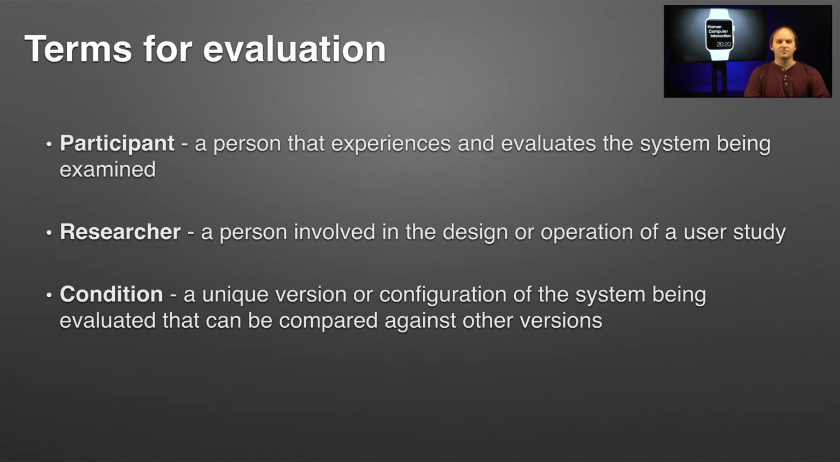And then the third term that we'll need to know is condition. So condition will just be referring to maybe a different version of the system or the system tuned to behave a little bit differently. So, it could be something as simple as for one user who evaluates it, we're going to make the background color green, and for the other one, we're going to make it red, and we'll see if there's a difference in how they evaluate it. So there's 2 different conditions, a green condition and a red condition in that case.